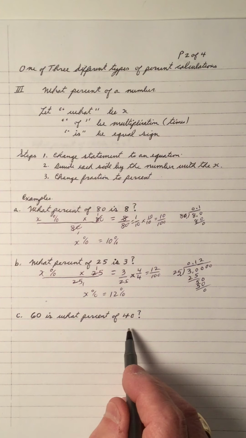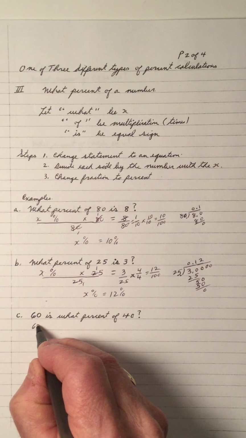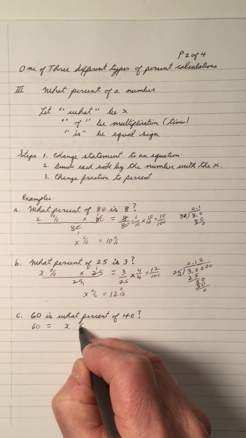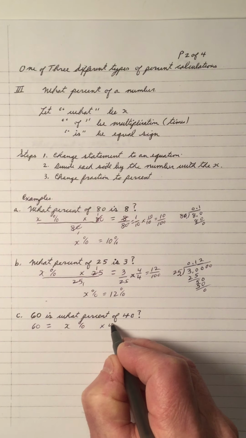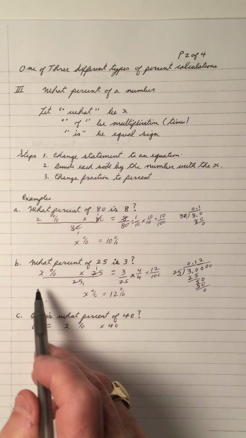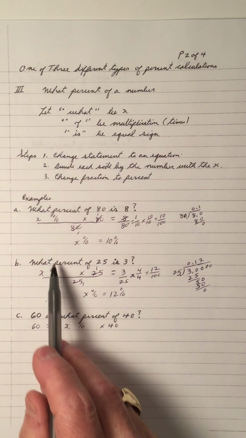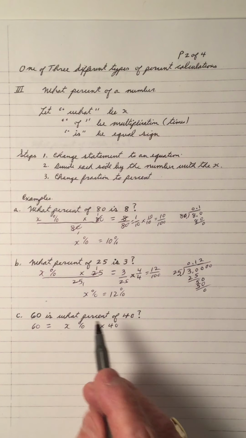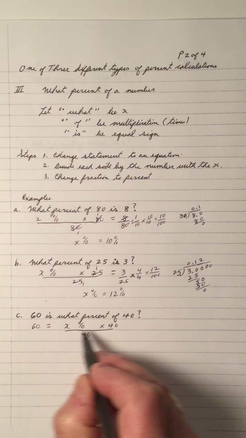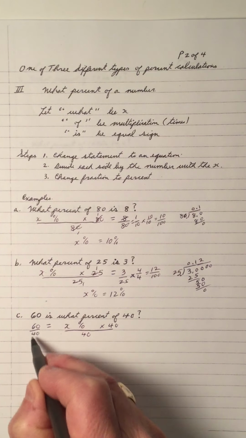Notice now I got the order changed. 60 is the equal sign. What is x percent times 40? So notice the numbers are reversed from the first two. X was on our left, now x is on our right. But it still makes no difference. We divide both sides by 40. We divide by the number that's with the x.